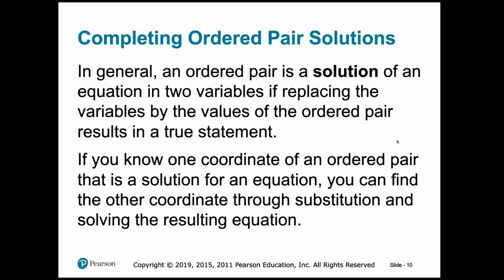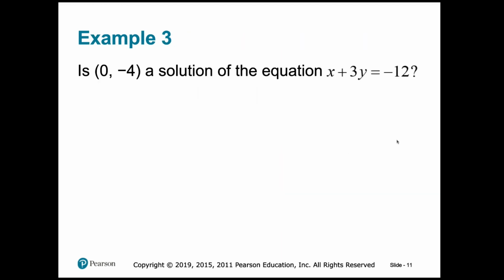Perfect. So now we're going to talk about using an ordered pair as a solution to an equation. This is where it starts to get a little more difficult, but not super hard. So we're going to use this x and y in an equation to solve a linear equation. So we need to know, is 0, negative 4 a solution to this equation? So first we have to look and recognize that this is our x and this is our y.